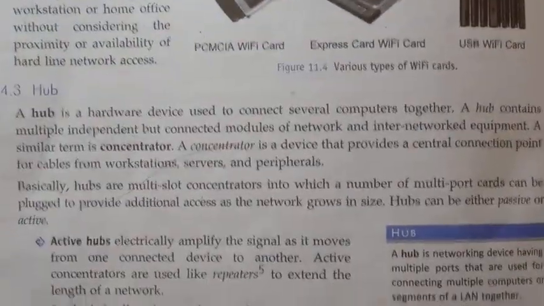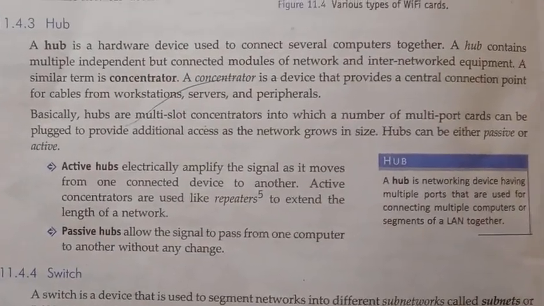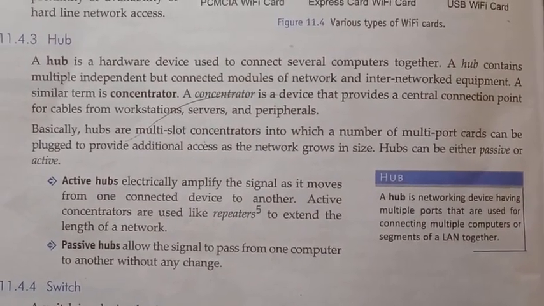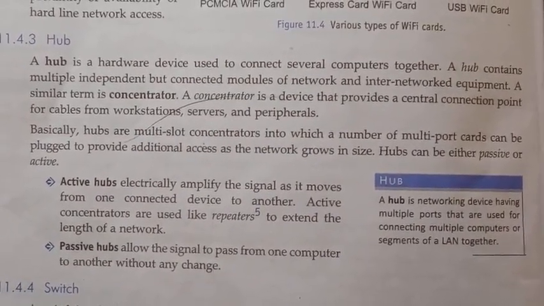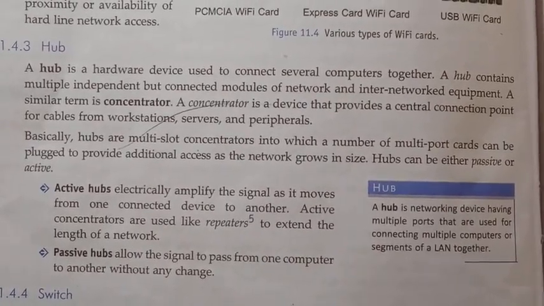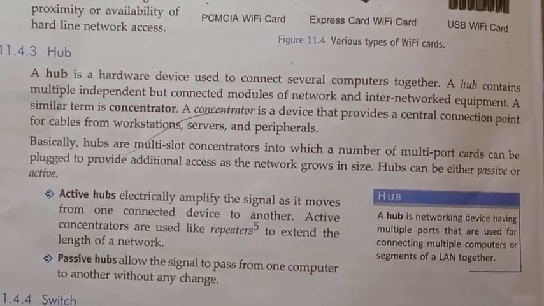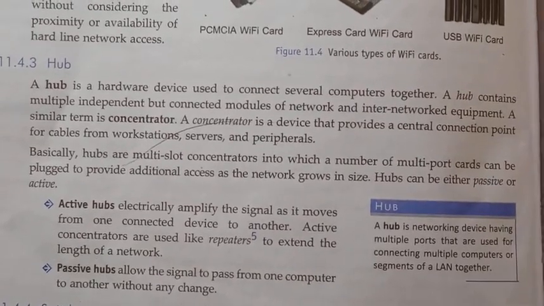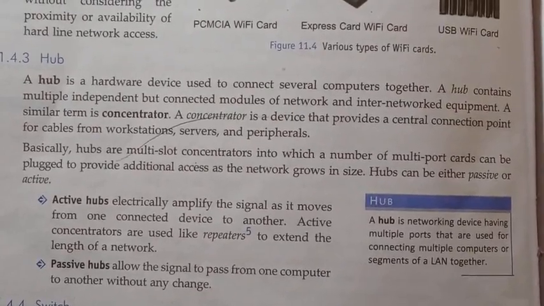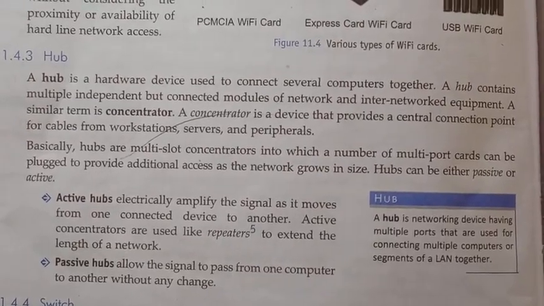So the next device is the hub. A hub is nothing but a hardware device used to connect several computers together. It's a device only. It contains multiple independent but connected modules of a network and inter-network equipment. So all the network equipment and all the systems are connected here. It acts as a hub only. It is similar to the concentrator. Another name is concentrator.